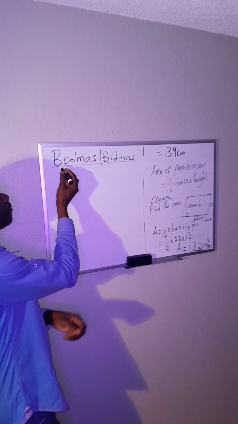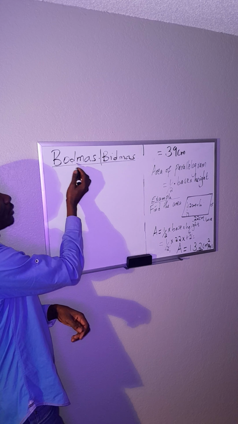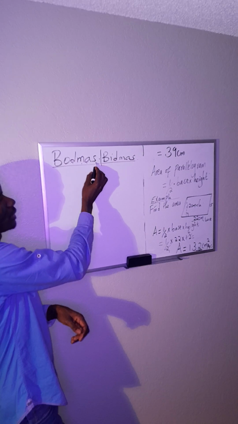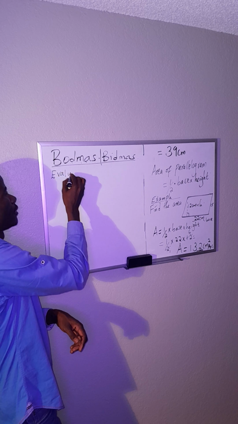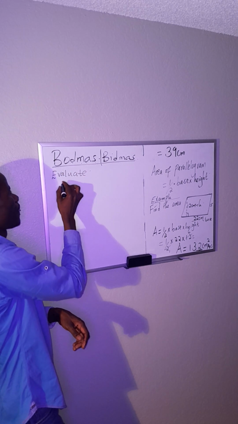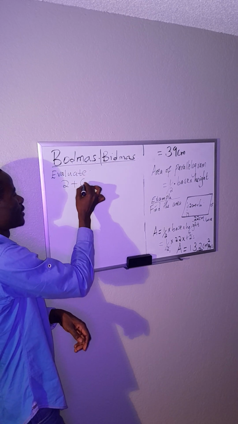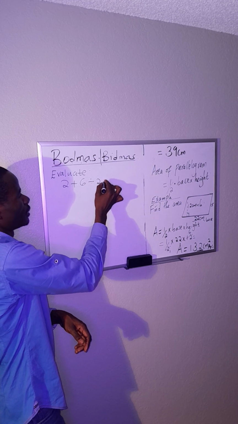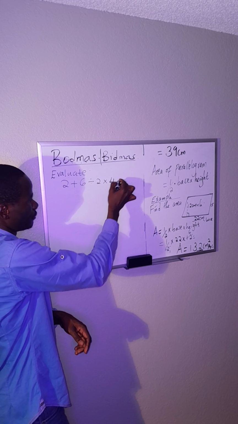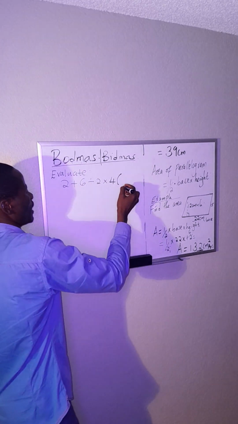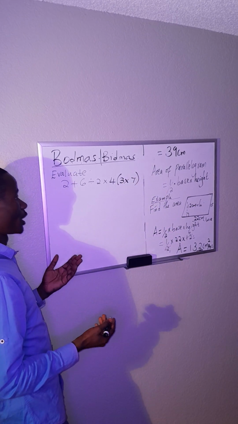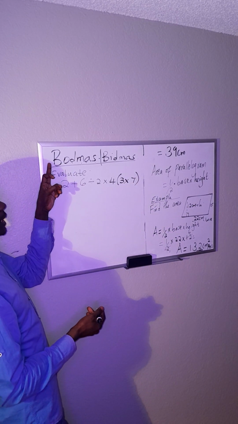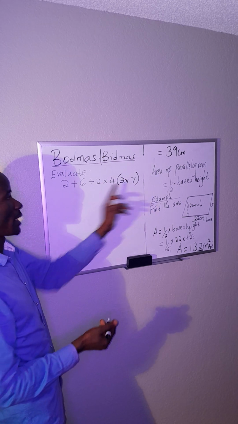Now, BODMAS: brackets, division, multiplication, addition, and subtraction. Let's say you are told to evaluate this: evaluate 2 plus 6 divided by 2 times 4 into bracket, let's say I have 3 times 7. So you look at your work first. Do you have B for bracket? Yes, bracket is there. So you solve the bracket first.